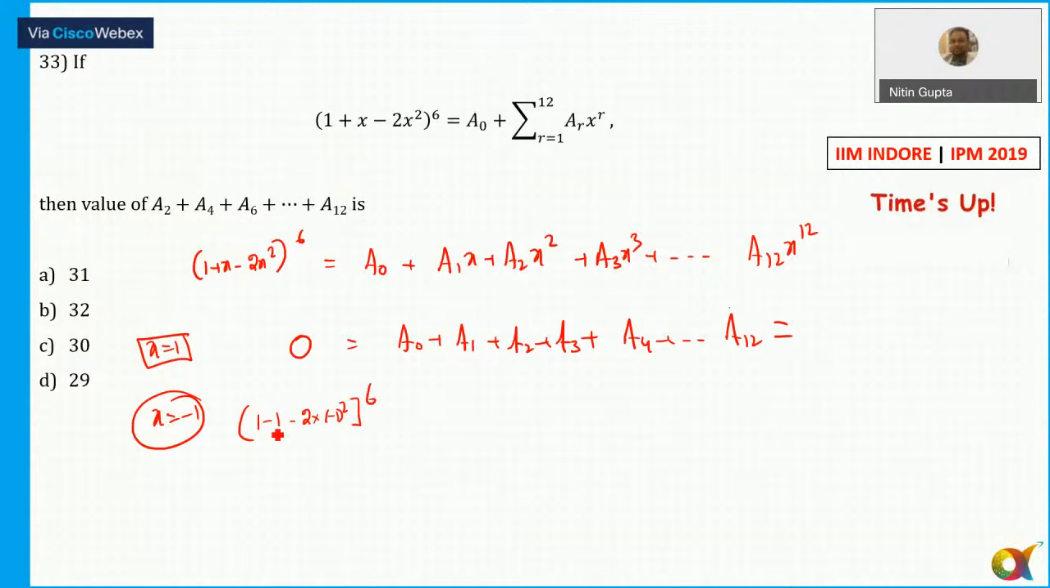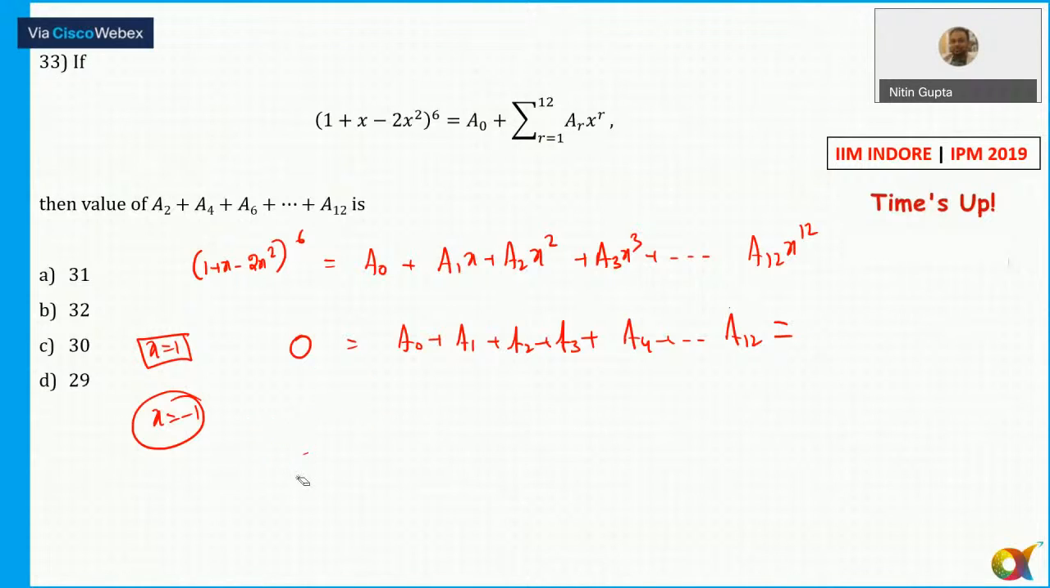And what is this value coming out to be? 1 minus 1, that is 0. That is coming out to be 0 and that will be equal to how much? 2 raised to power 6, which is equal to 64. So basically at X equal to minus 1, the left hand side is nothing but 2 raised to power 6. It will be 64. So I'm replacing this entire thing by 64 here.